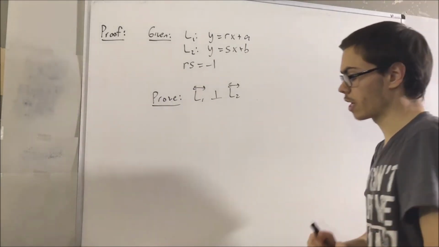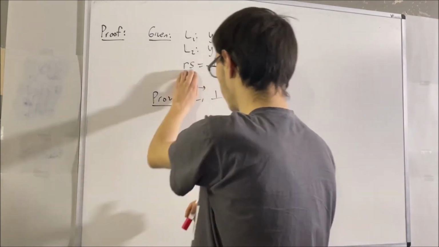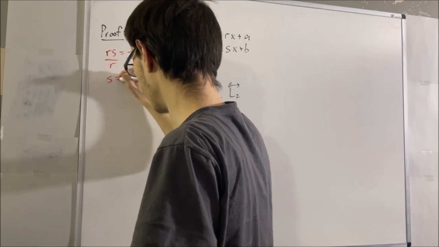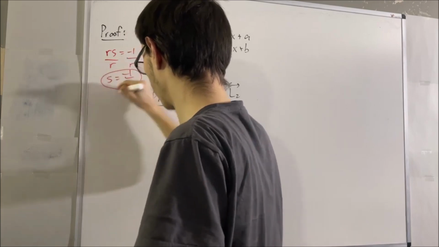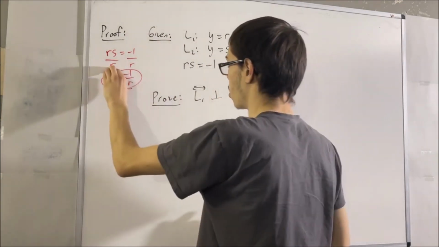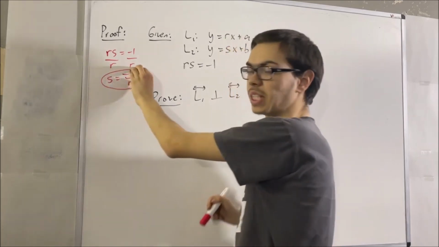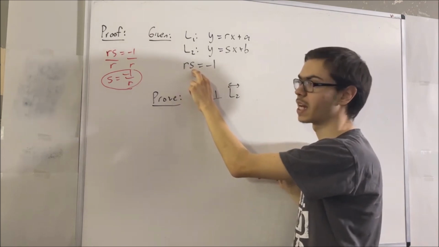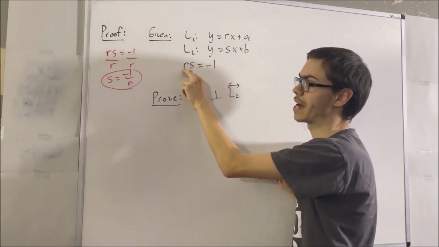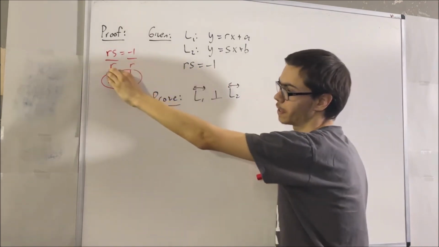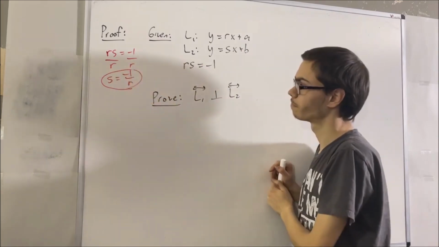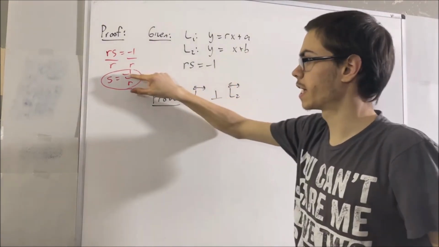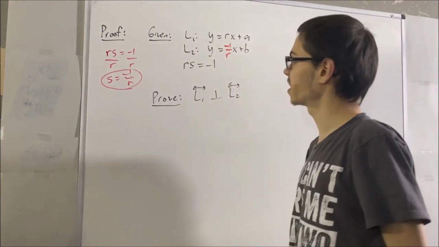Now, to start out, because rs is equal to -1, we could divide r on both sides. We would get s is equal to -1 over r. And it's perfectly fine to divide r on both sides, because r cannot possibly equal 0. The reason why is because if we have two numbers multiplying to make a non-zero number, then neither of these numbers can be 0. So we're perfectly fine to divide by r here. Therefore, we can replace s with -1 over r. Just like that.